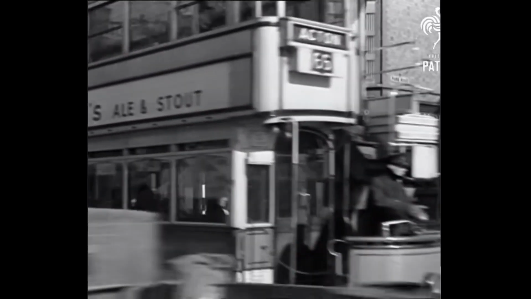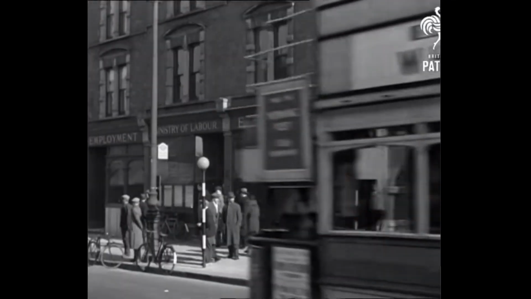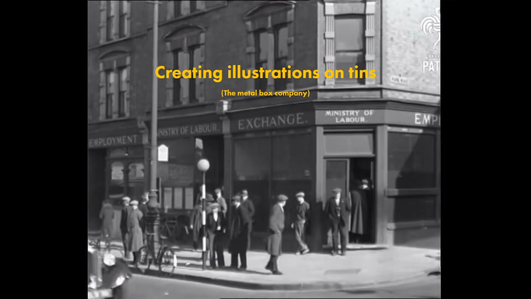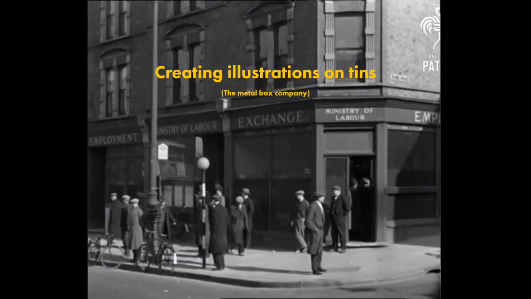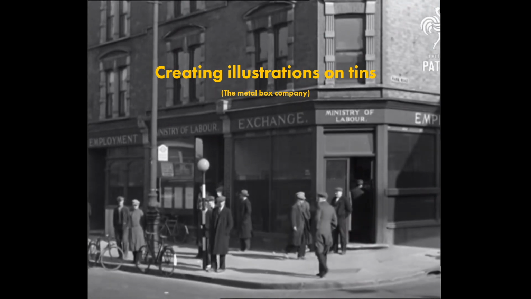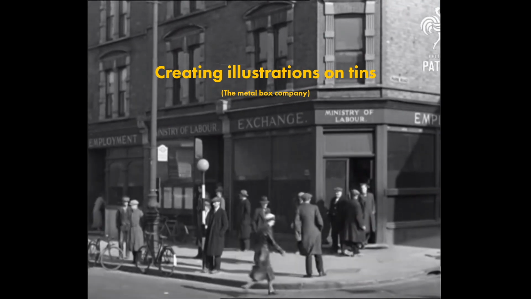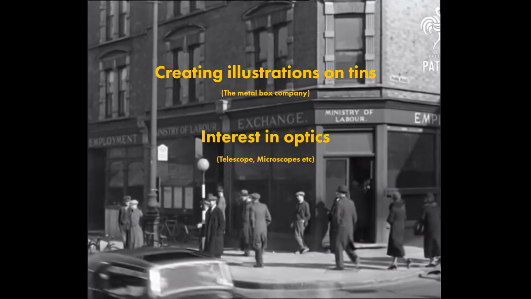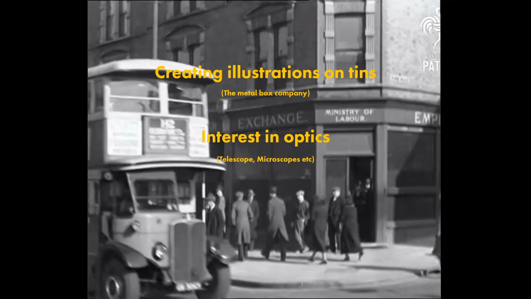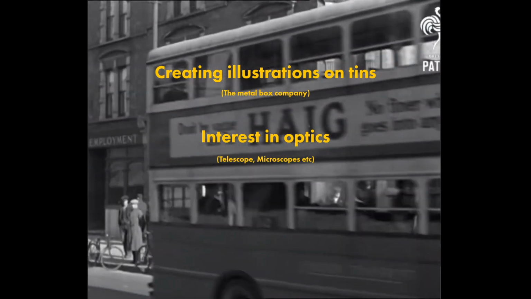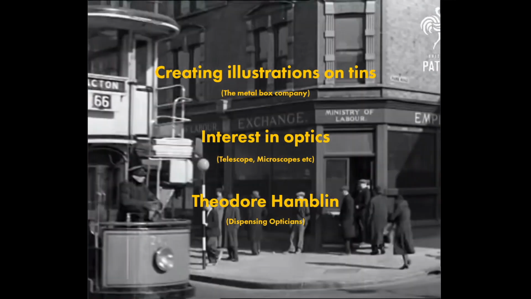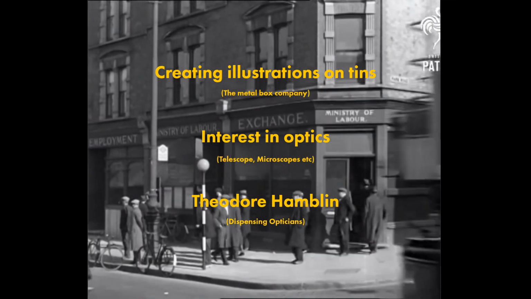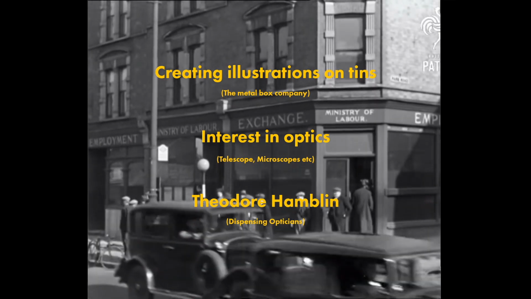Accompanied by his father, Tarrant visited the Labour Exchange, which was the forerunner of the modern job centre. He was interested in creating illustrations for the Metal Box Company, as hand-painted tins were highly popular at this time and many homes had large collections. After unsuccessfully searching for a job that could use his artistic talents, he focused his attention on his other interest, which was optics. He returned with his father to the Labour Exchange and found a vacancy at Theodore Hamlin, an affluent optician and optical instrument maker.